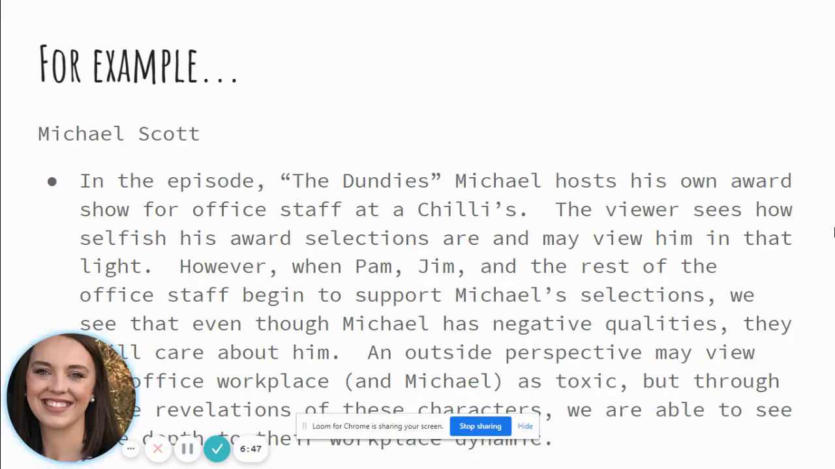However, even though he was doing those things, Pam, Jim, and the rest of the office staff start to support his selections. And we even see that even though he has negative qualities, they all still care about him. An outside perspective may view the office workplace and Michael as very toxic. But through those revelations and through the other perspectives of the characters, we're able to see that they actually have a pretty good workplace dynamic. And they actually very much care about Michael, and he cares about them. And so he ends up being much more of a complex character. Even though he does many terrible things in many of the episodes, we still like him.